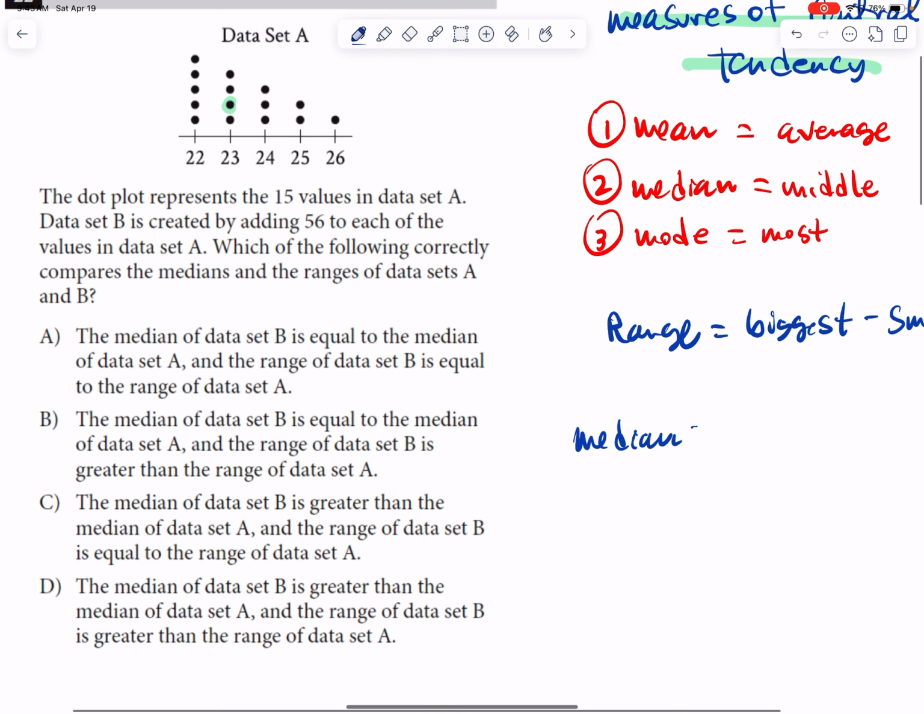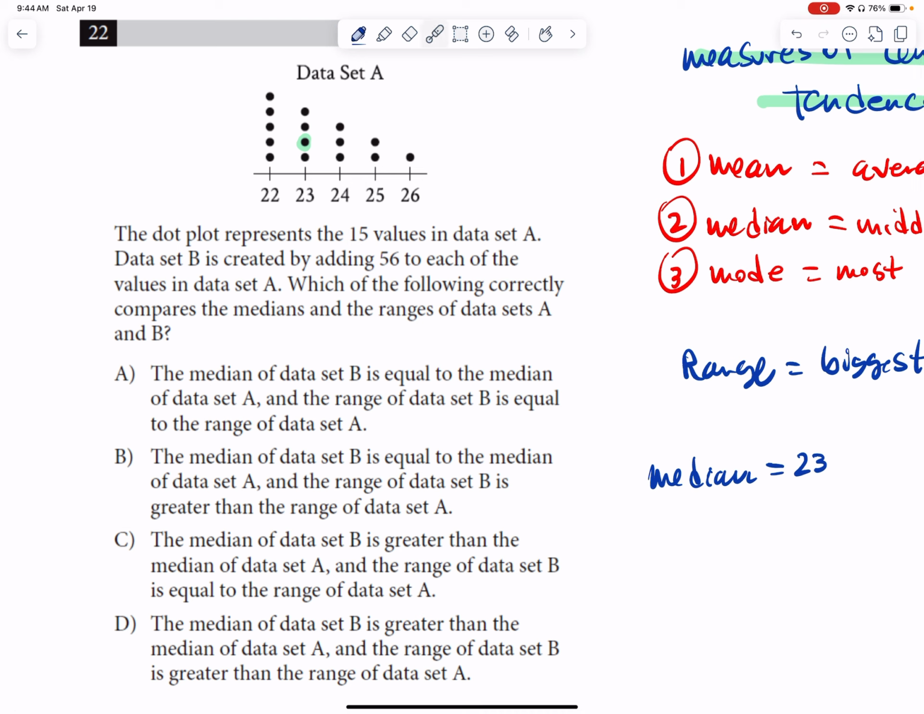Now, if you were to take each one of the numbers in your data set and add 56 to them, well, you're going to have the same number of data points. It's just that all of the numbers are going to be 56 units bigger. So instead of 22, you'd have 22 plus 56, which is 78. So all of these numbers would be 78, and all of the 23s would be 79. All the 24s would be 80, and so on. So this would be 81, and this would be 82.